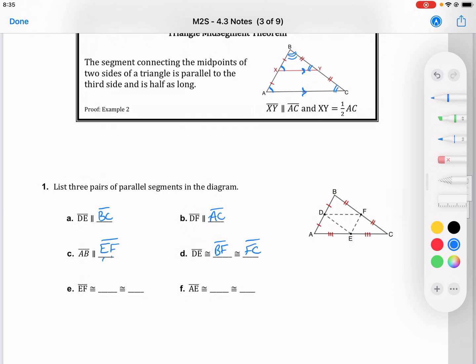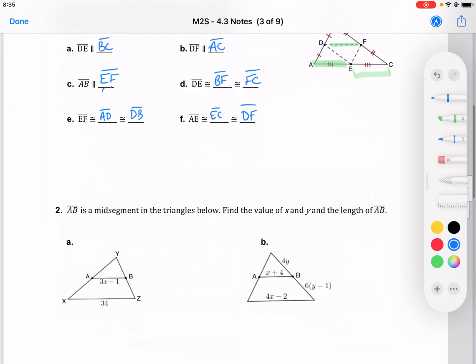Then we do the same thing with EF. This segment right here should be the same as AD and DB, because EF is going to be exactly half of this length. So AD and DB. And then likewise, we're doing AE, so that's this one right here. We already know AE is the same as segment EC, and that would also be the same length as segment DF, each one of those.